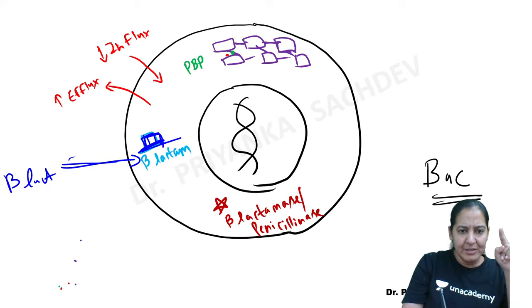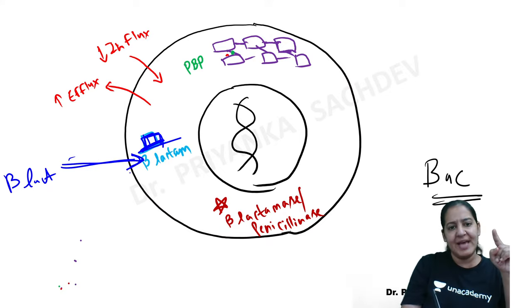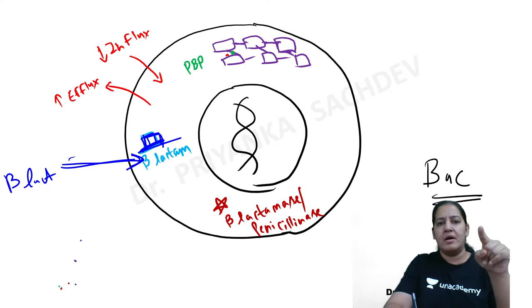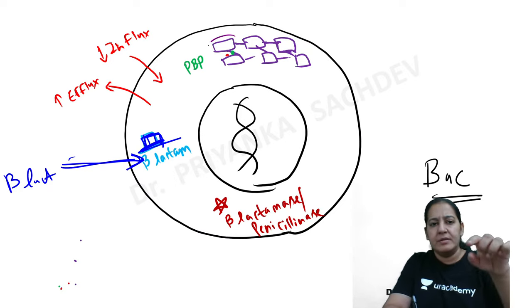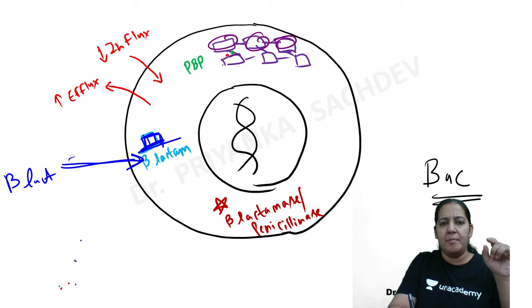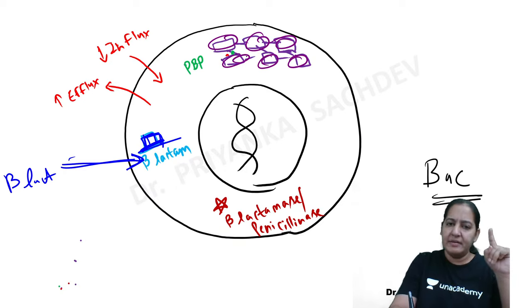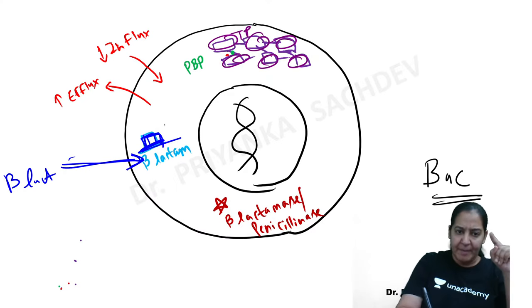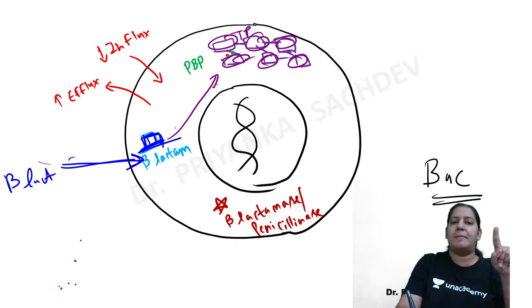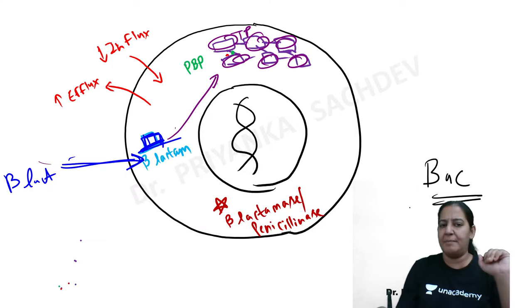So this antibiotic is going inside the bacterial cell. And can you see here is the NAM NAG. I have drawn alternate NAM, NAG, NAM, NAG, NAM, NAG. And the enzyme required is transpeptidase. It is present here only. Now, after entering, the beta-lactam will reach here and inhibit the transpeptidase enzyme. So the cell wall synthesis will be inhibited and bacteria will die.